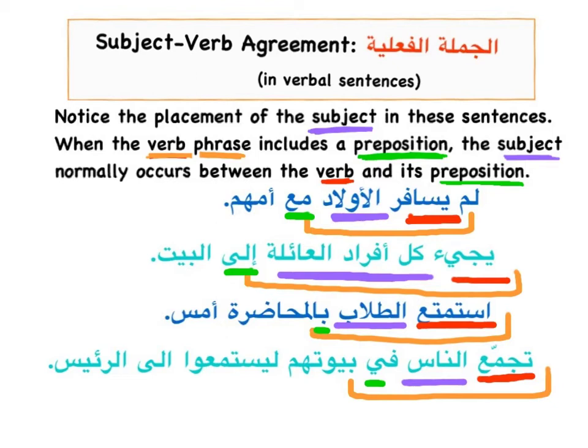يجيء masculine. كل أفراد العائلة, أفراد is masculine. استمتع masculine. الطلاب is masculine. الناس masculine. تجمع masculine and singular.